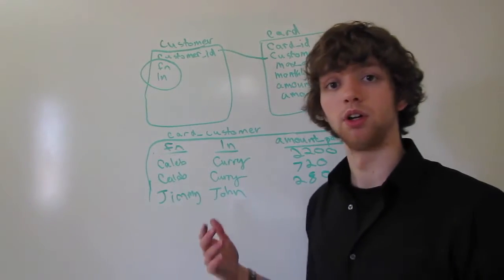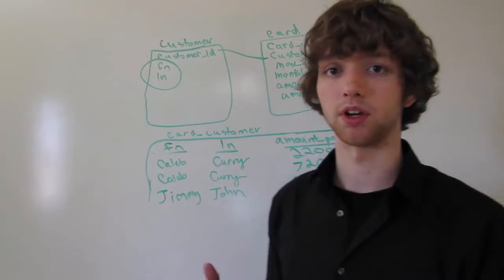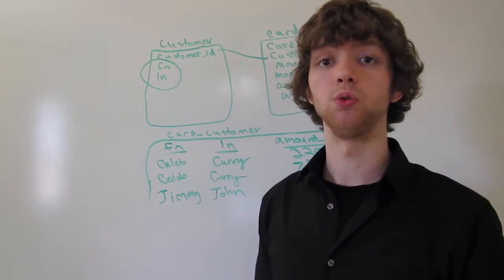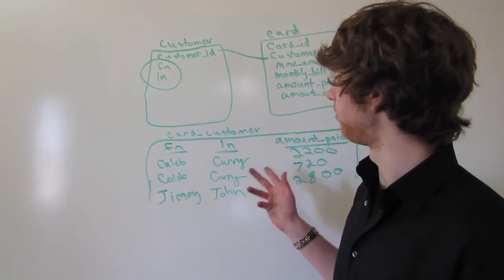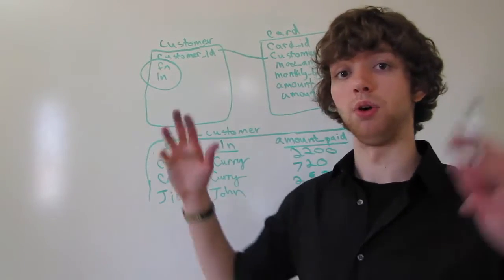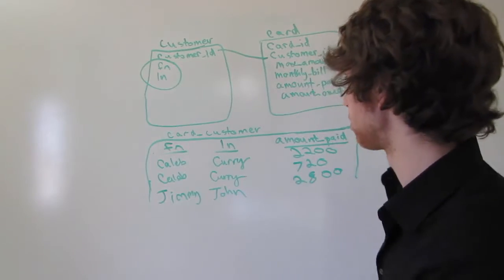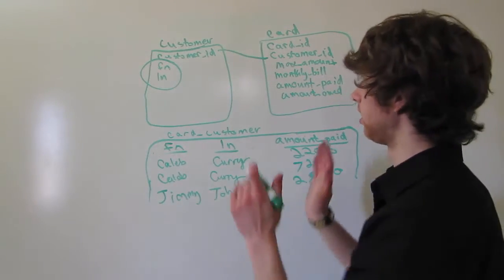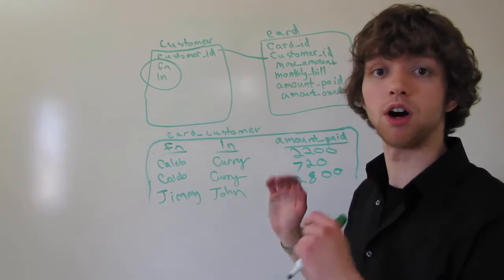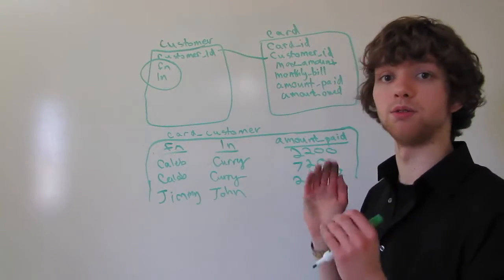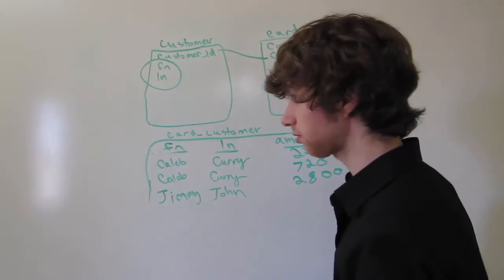Now you're wondering, okay, what's an inner join? We talked about that earlier. Well, basically an inner join is going to take only the rows where a card has a customer and a customer has a card, where they intersect. So this new joined table is going to eliminate any customers that do not have a card, and it's also going to eliminate any cards that do not have a customer.